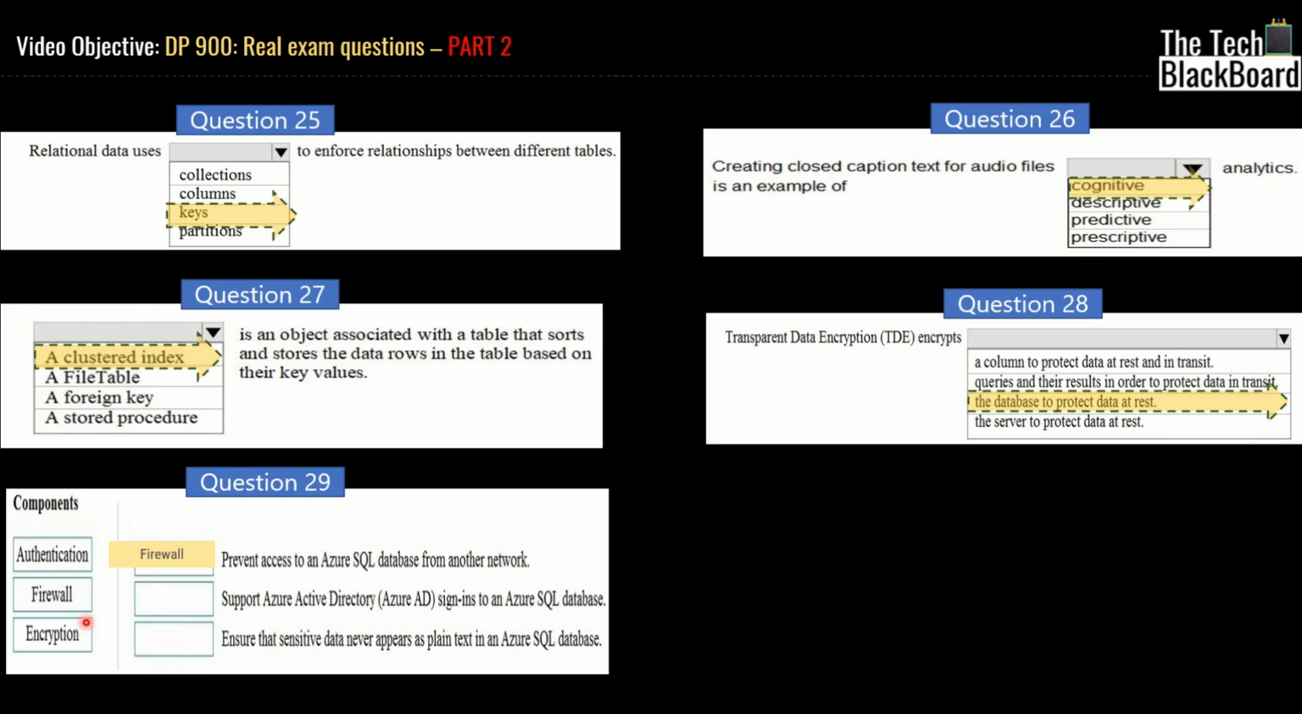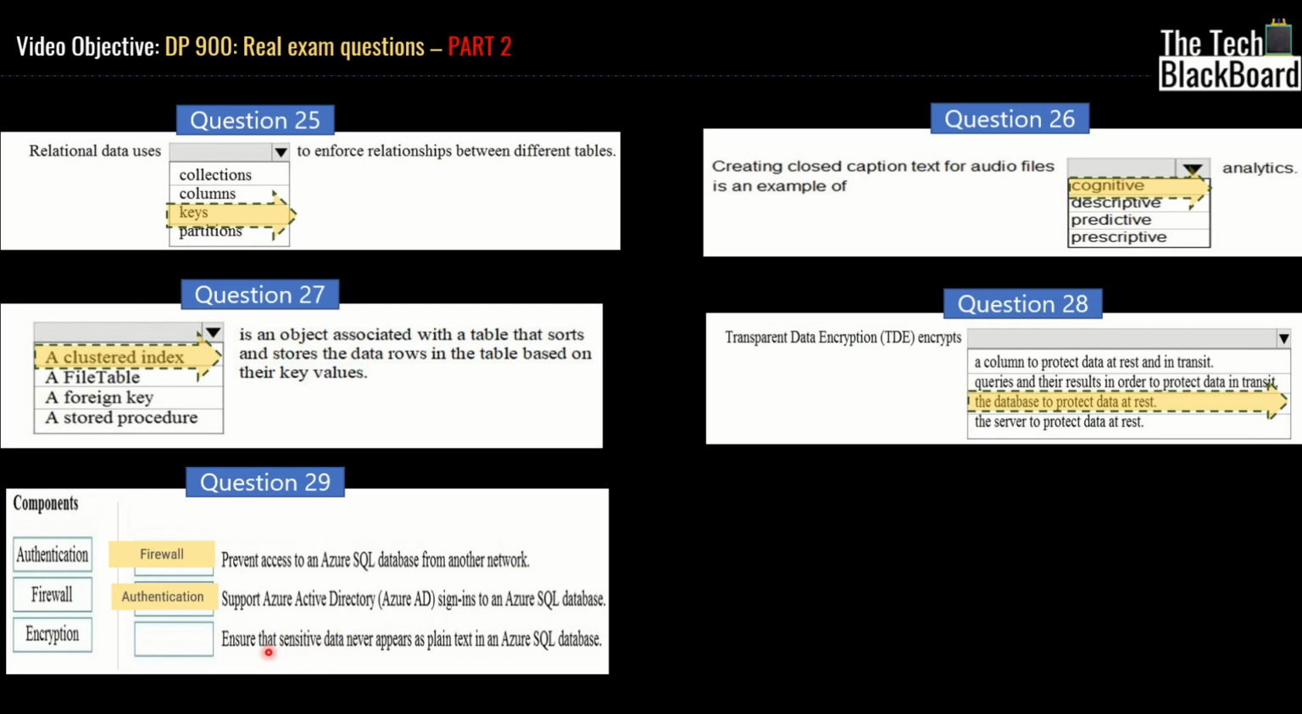Moving on to the second statement, we have support Azure Active Directory or Azure AD sign-ins to an Azure SQL database. So in this case, you would do what? What you are doing is essentially all the sign-ins that are coming to your SQL database, you are validating those sign-ins. So this process of validating the sign-ins to your Azure SQL database is called authentication.